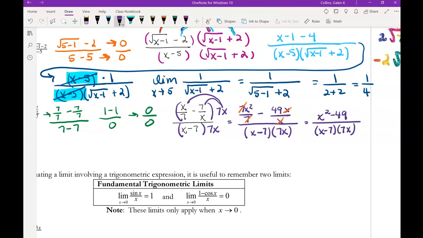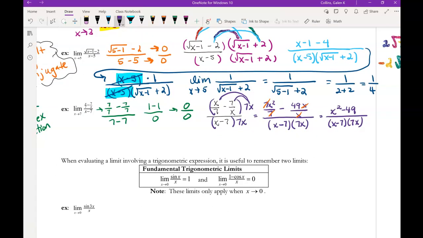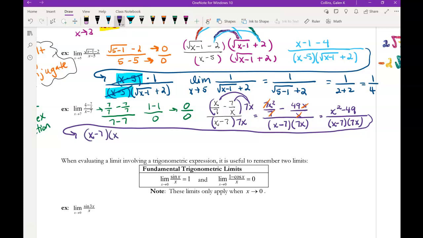We have not removed the hole yet because we've not canceled anything from the numerator and the denominator, but we should be looking for common factors. Remember, x squared minus 49 is what we call a difference of squares, and that can be factored as well. So x squared minus 49 is the same as x minus 7 times x plus 7. And then in the denominator, we have x minus 7 times 7x. You don't really need parentheses around that 7x, but I put them there.